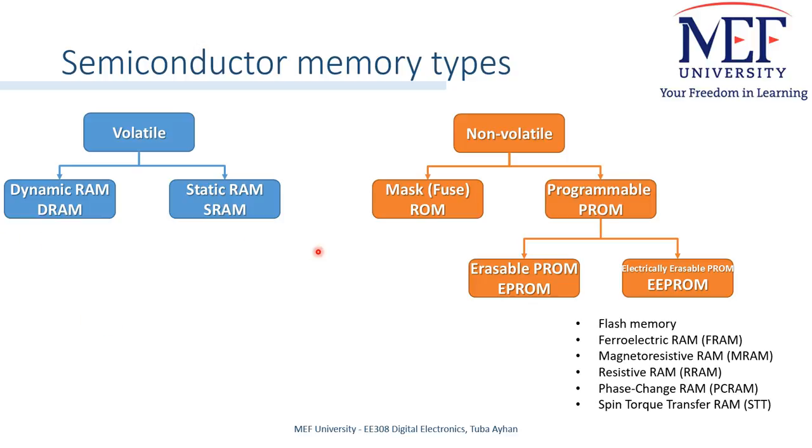Volatile type of memories lost their data when the power supply is off. For non-volatile memory, the stored data is not lost when power supply is turned off and no refresh operation is required.